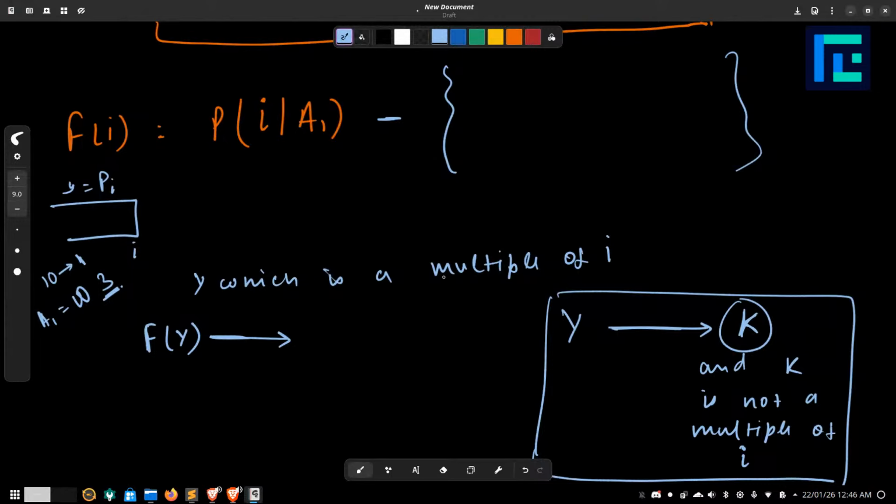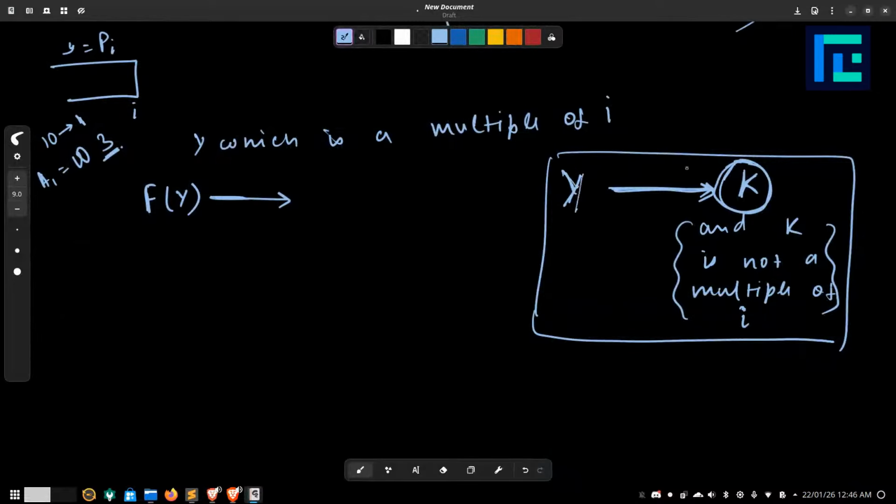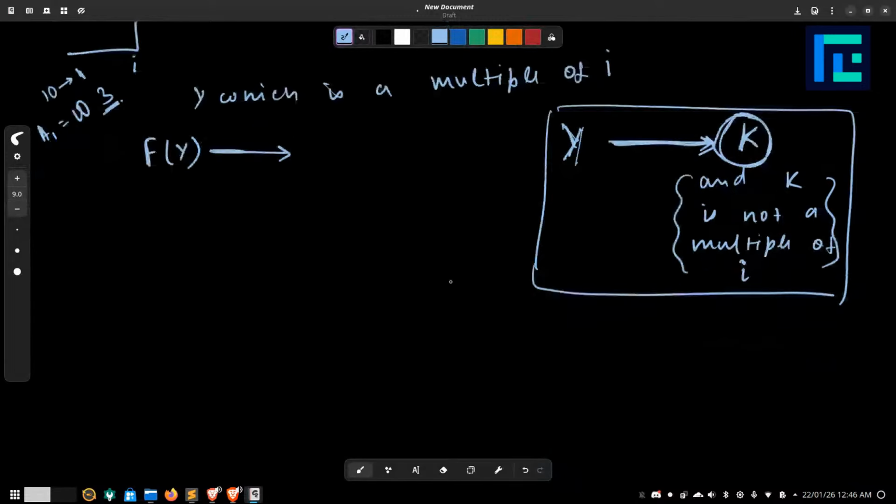So from y, if we go to some k which is not a multiple of I, then from this k we will never be able to get I as a prefix GCD. So what will be the probability that from this y we will go to some k which is not a multiple of I? First of all, what are the total number of cases where the GCD will change, where the prefix GCD is currently y and after some number it will become some k? So that would be m minus m by y.